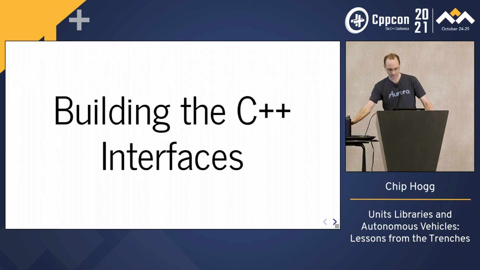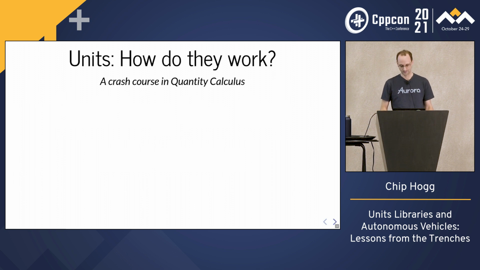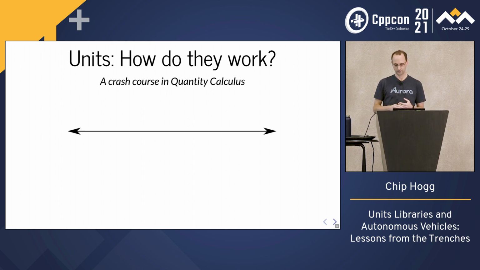So, now let's see how we might build an actual library. We'll start with a crash course in quantity calculus to get us all on the same page about what we're actually building. Then we'll build up our C++ library in conceptual layers so we can see how units, quantities, and dimensions all fit together. To start, a quantity is something that is measured, like the distance between 2 points or the temperature change in a pot of water.